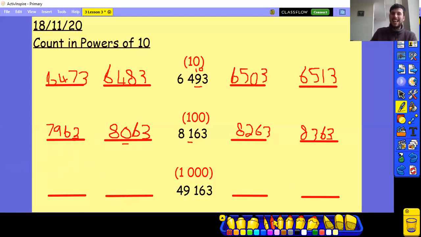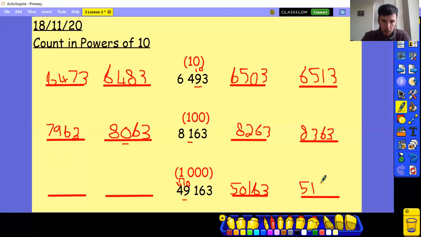Right, okay. Our last one. I've got a 9. I'm going up in the thousands this time. So I got my 9 there. I want to go up, so that's going to give us 10. Obviously, I can't have 10 in a column, so that 1 needs to go to the next one. So that's 4 becomes a 5, and that 9 becomes a 0. So I've got 50,163.